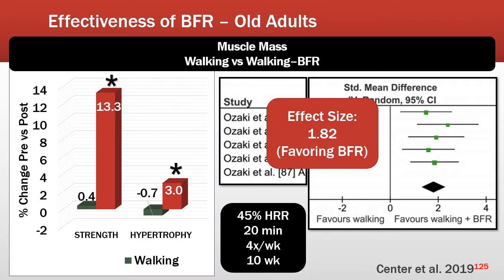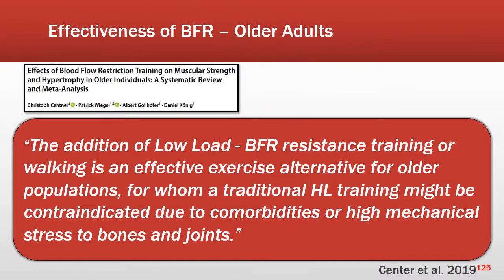You can see also the parameters that were used with the hypertrophy studies: the individuals were working at 45% heart rate reserve, 20 minutes, 4 times a week for 10 weeks. And then the conclusion of the study was that additional low-load BFR resistance training or walking is an effective exercise alternative for older populations for whom traditional high-intensity training might be contraindicated due to comorbidities or high mechanical stress to bones and joints.